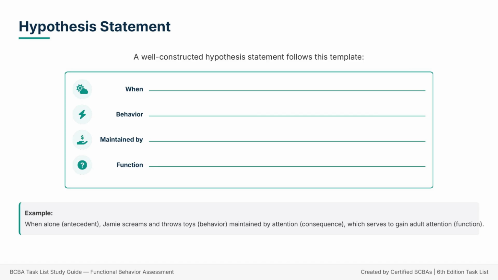A well-developed hypothesis statement clearly links antecedent, behavior, and function. The format is, when this happens, the individual does this behavior, maintained by this function. This statement guides intervention design and should be data-based and testable.